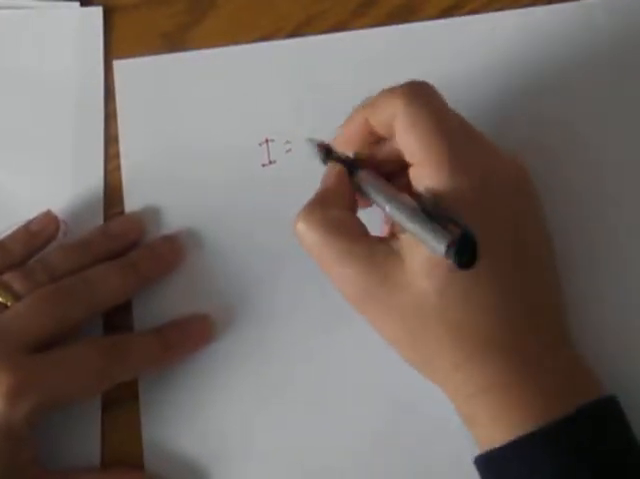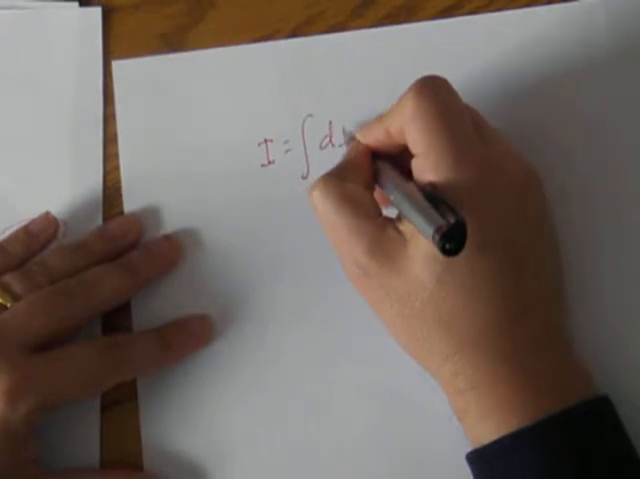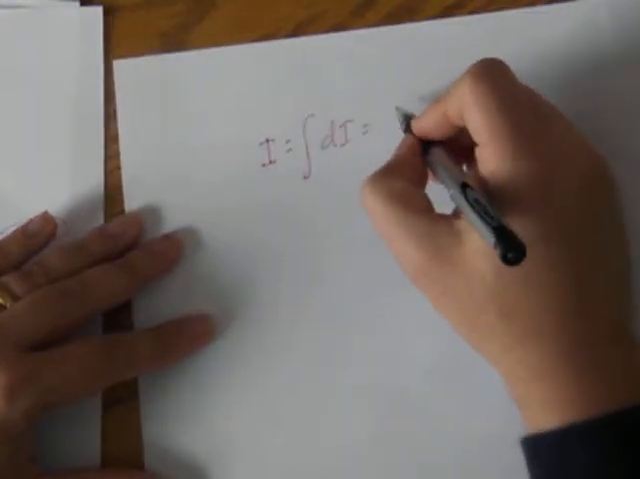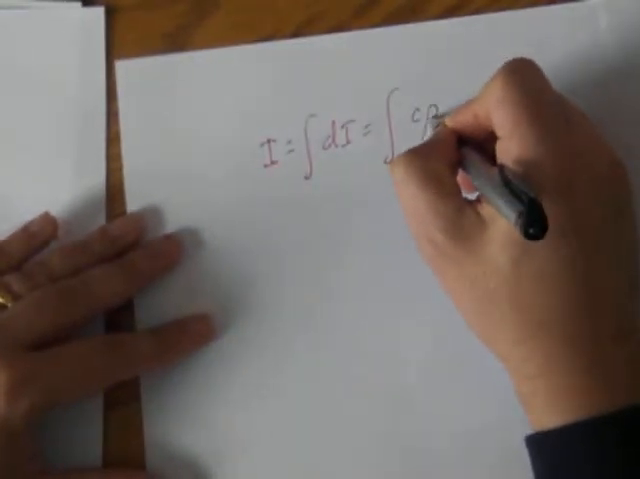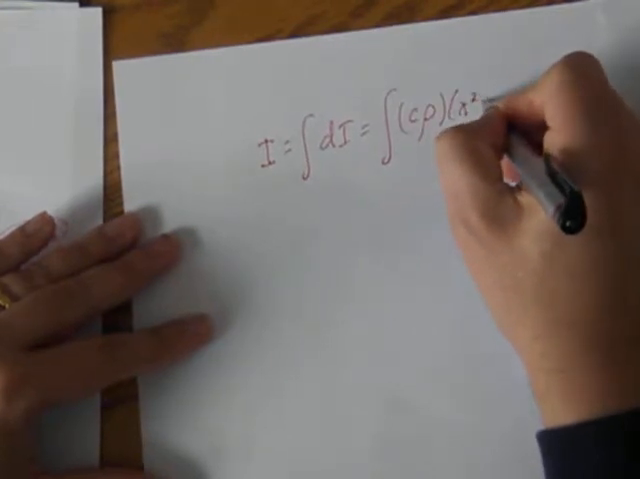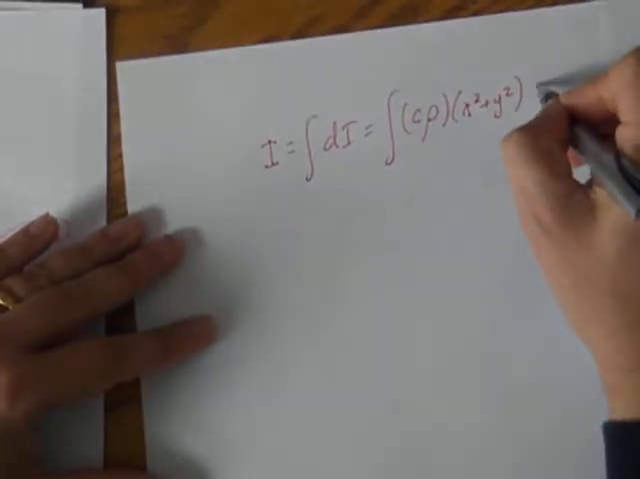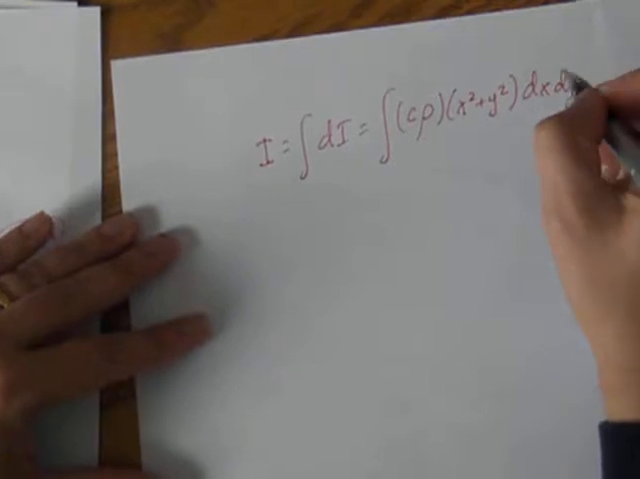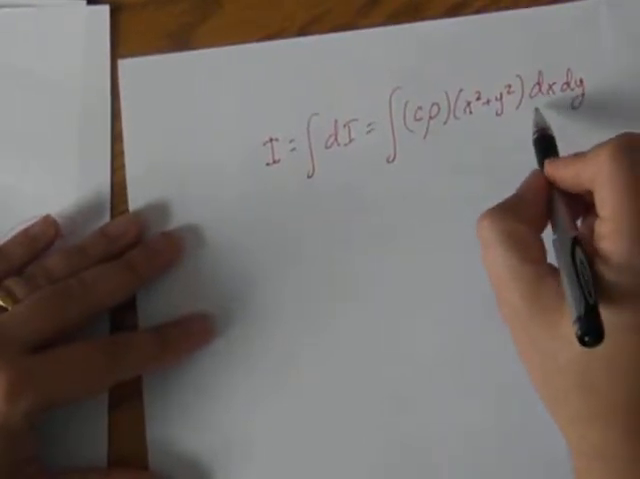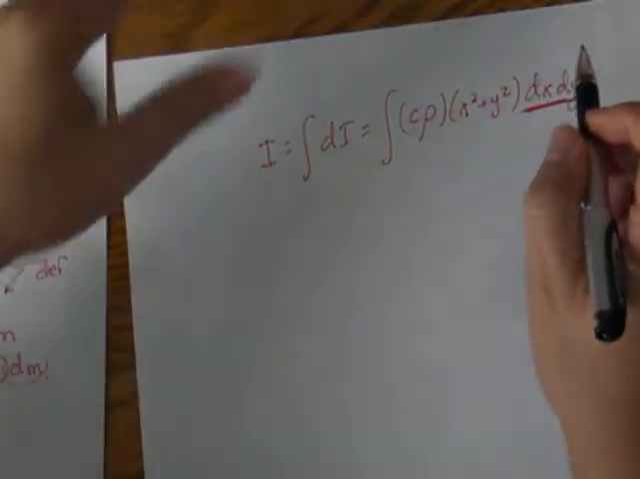So we've got our integral. Our total inertia will equal the integral of our small inertia, which will be the integral of c rho times x squared plus y squared dx dy. Now notice that we've got two variables here.